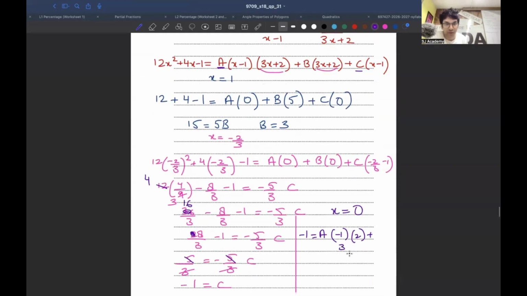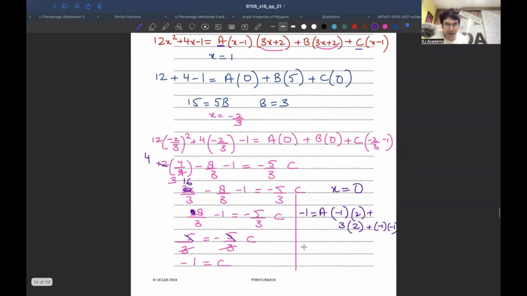So 3 into 0 plus 2 is 2, and then plus c, the value of c is minus 1, and 0 minus 1 is minus 1. So we'll get minus 1 is equal to minus 2a plus 6 plus 1. So -1 and 6 plus 1 is 7. And -1 minus 7 is equal to -2a. So -8 is equal to -2a. And a will be equal to 8 upon 2, which is equal to 4.